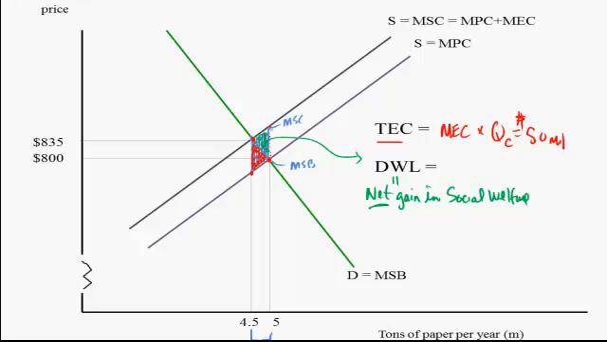And that's 1/2 base times height. And we know here in this particular example that the height of the triangle is 500,000 units, and the base of this triangle is $50. So we can multiply that out and get the deadweight loss. Okay?